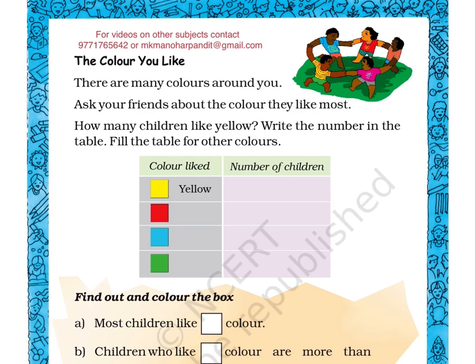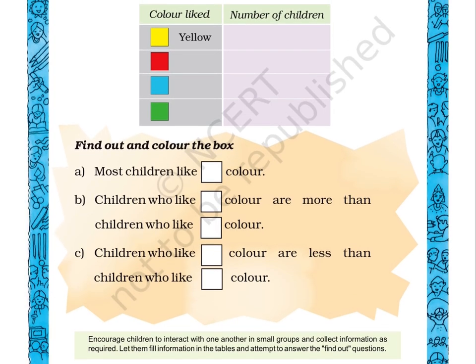Question. Find out and color the box. Part A. Most children like dash color. Part B. Children who like dash color are more than children who like dash color. Part C. Children who like dash color are less than children who like dash color.